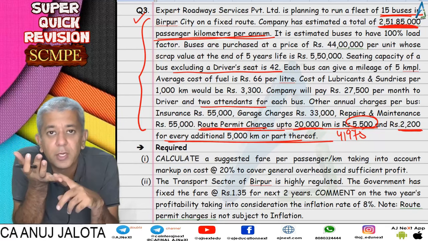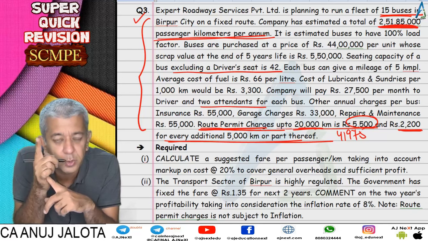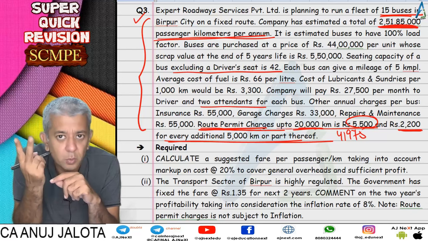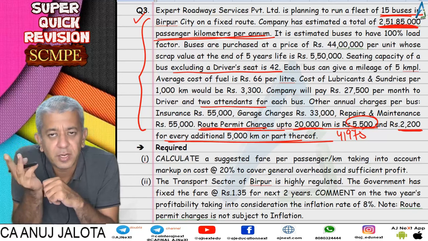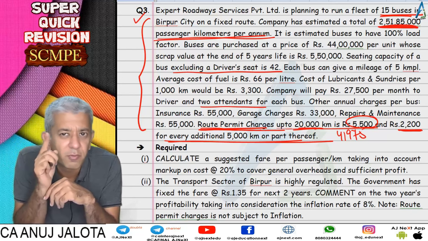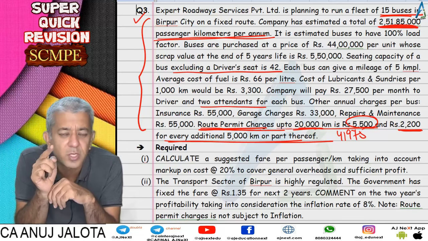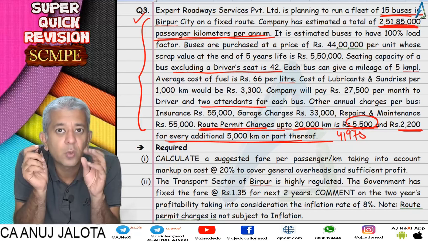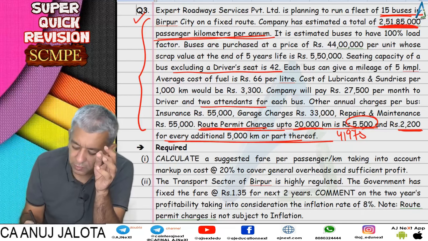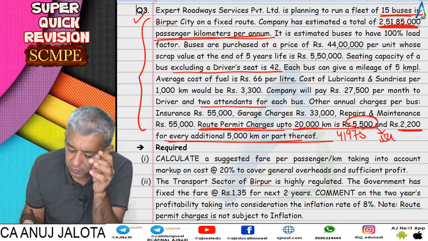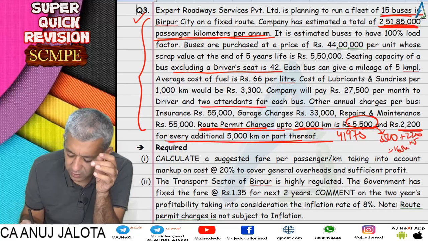So therefore, from 20 to 25, it'll be one time 2,200. Then 25 to 30, two times. 30 to 35, three times. 35 to 40, four times. And 40,000 to 41,975, five times. So therefore, 2,200 will be coming five times. So therefore, your total charges were 5,500 plus 2,200 into 5, that was 16,500.